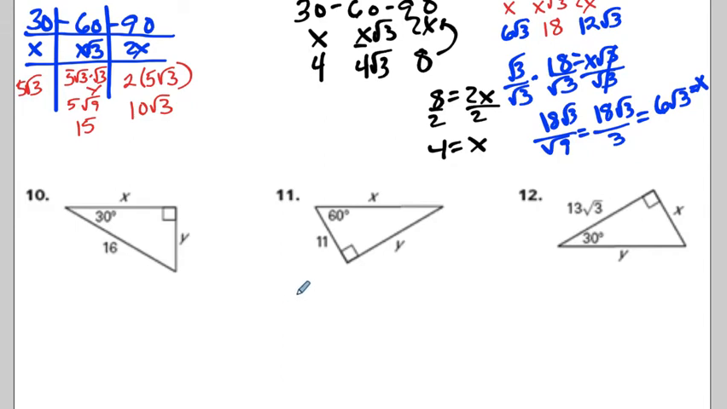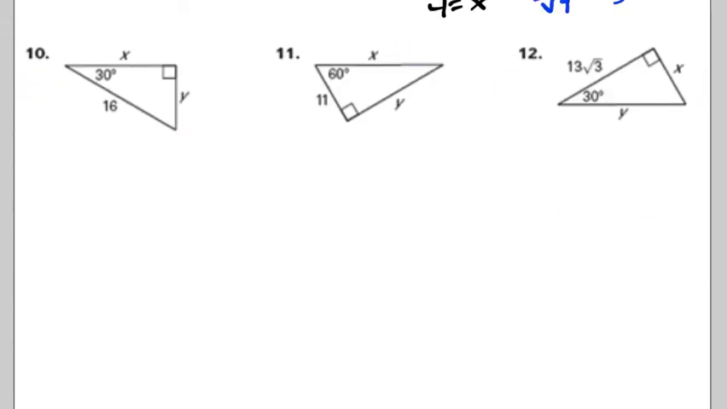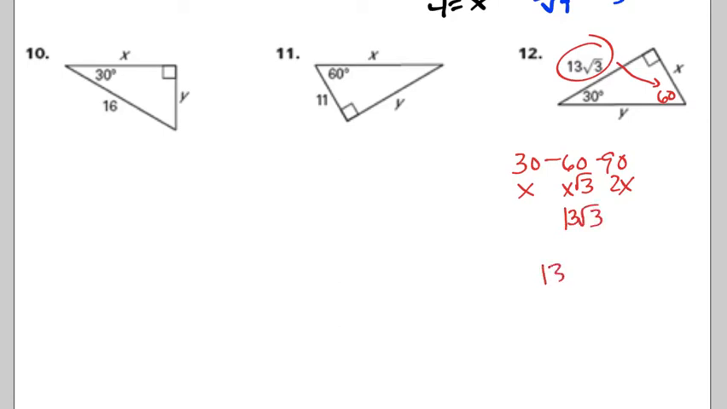So number 12 is one that is really nice, although when you look at it at first, it doesn't look like it's going to be a good one. This is across from where we would have a 60, and so the rule of 30, 60, 90, which is x, x root 3, and 2x, has a 60 as 13 root 3. So that means that 13 root 3 equals x root 3.